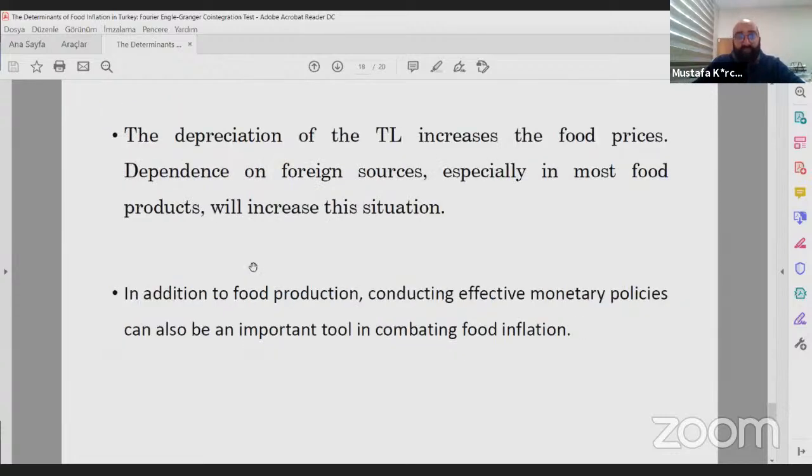agriculture. Also, the depreciation of the Turkish lira increases food prices; food products that depend on foreign sources in particular will increase these prices. In addition to food production, conducting effective monetary policies can also be an important tool in combating food inflation.